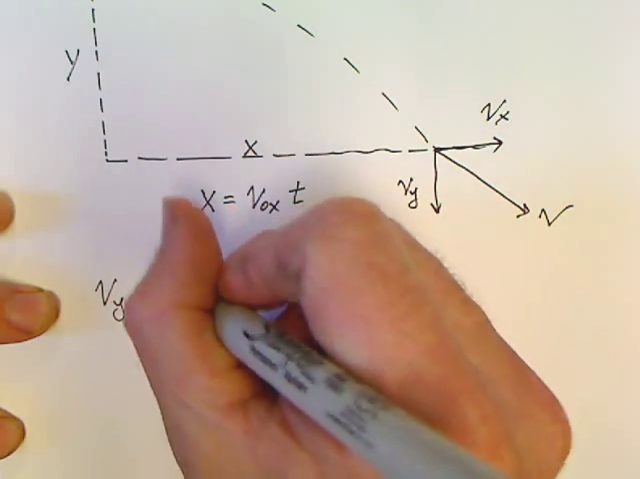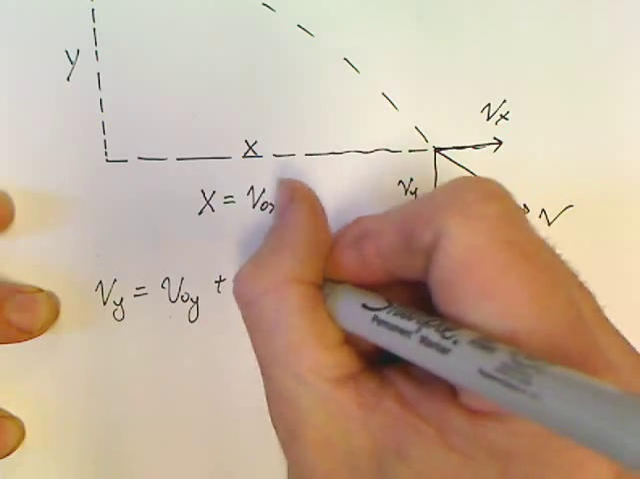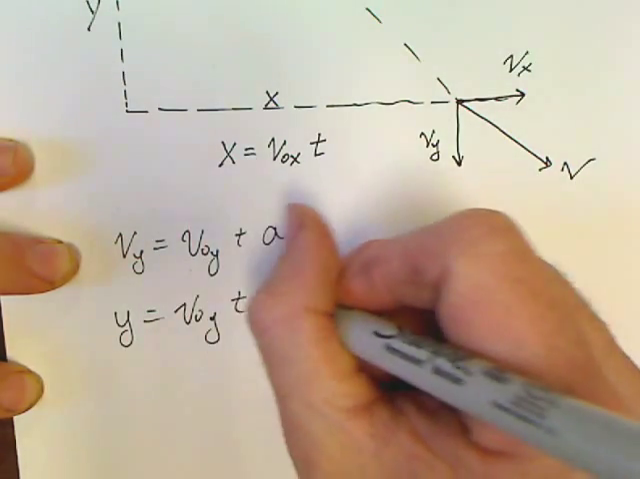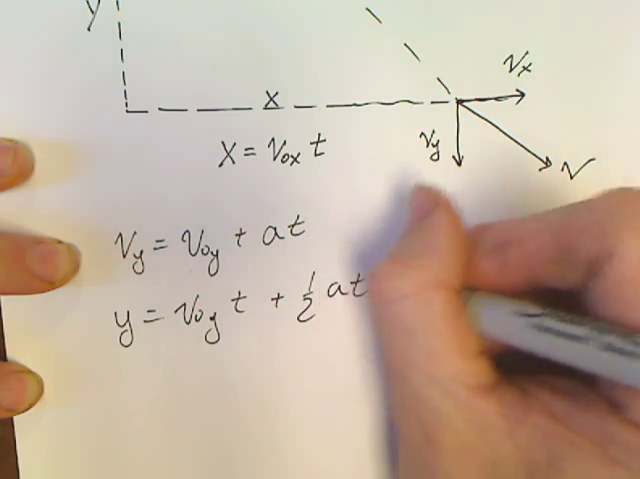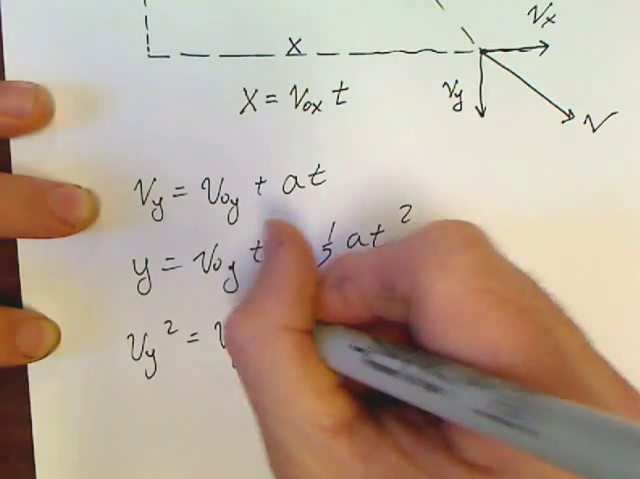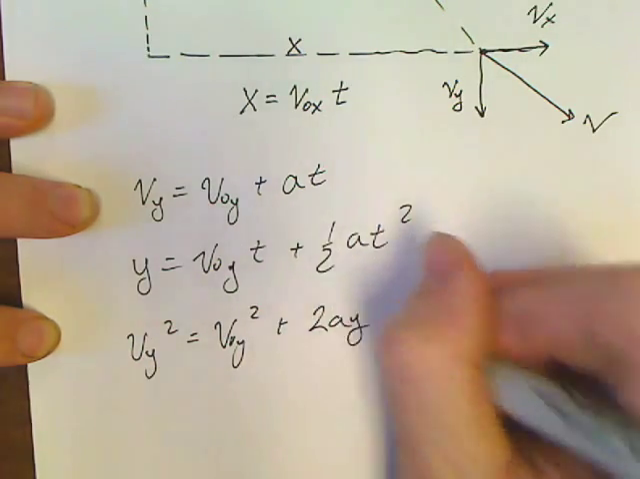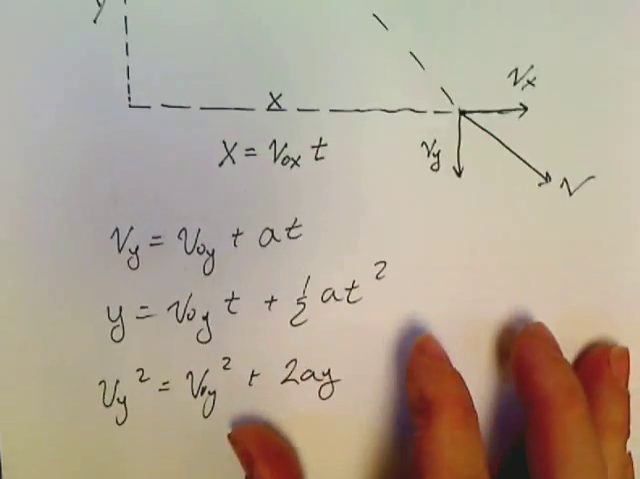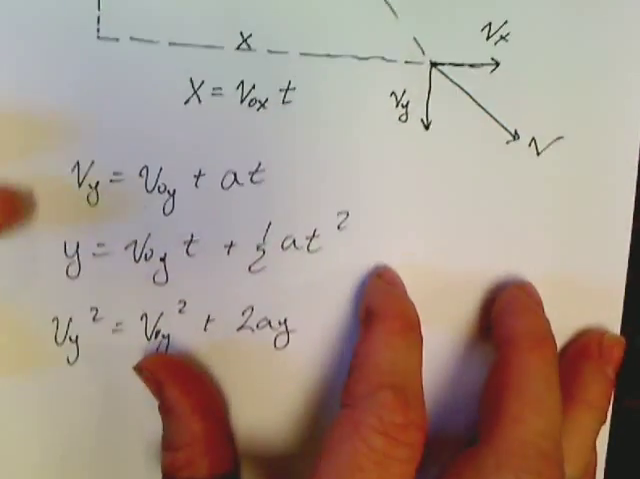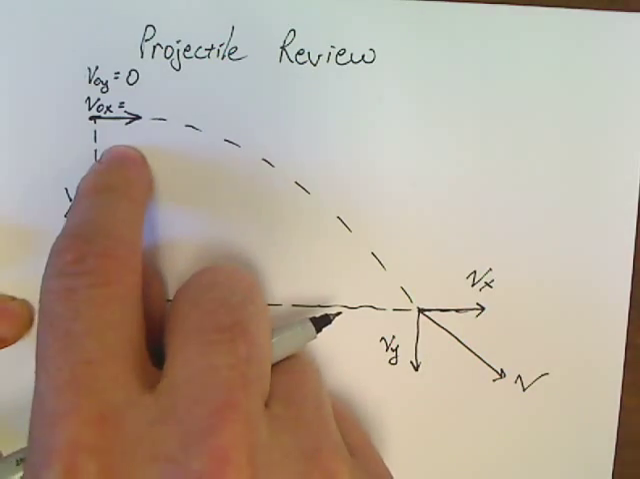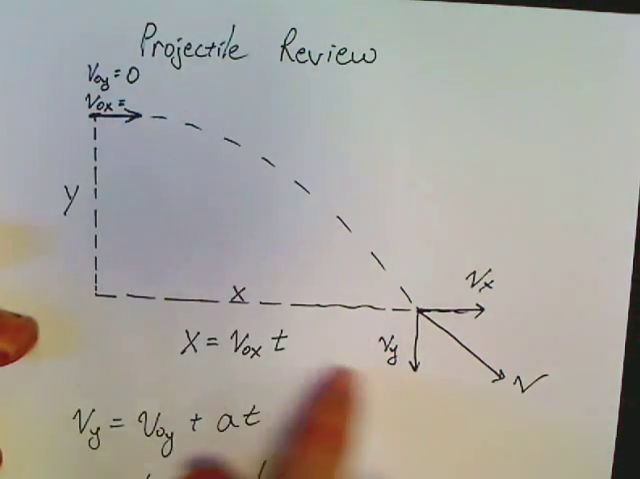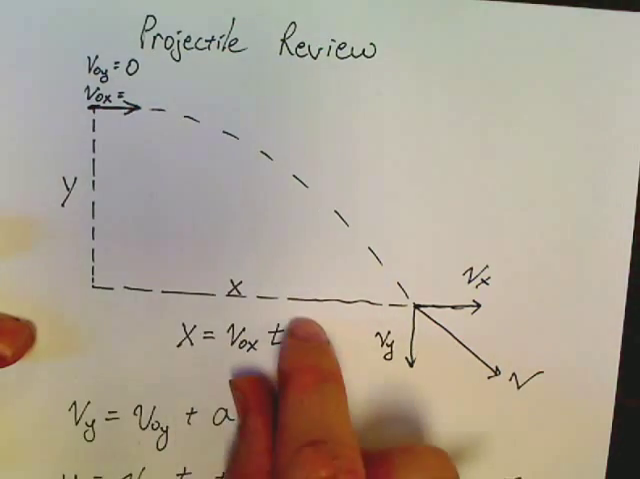Vy equals VOY plus AT. Y equals VOYT plus 1/2 AT squared. Vy squared equals VOY squared plus 2AY. And so this is pretty much everything we really need on the projectile equations. We want to always find VOX, VOY first, which is why we love this problem. It's because it gives us this.